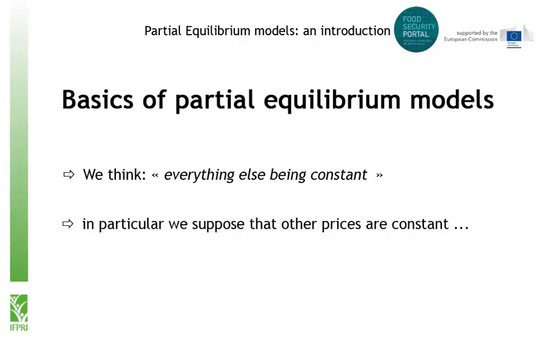And so in particular we suppose that there are other prices which are constant. Maybe it's prices of productive factors or prices of substitutes, complements, but there are other prices that we suppose are constant. And the same for consumers' income. We suppose that consumers' income is constant.